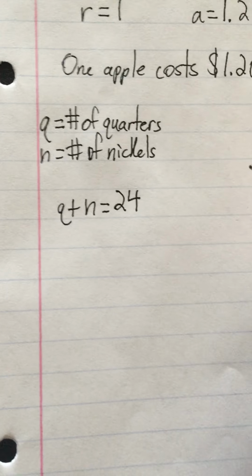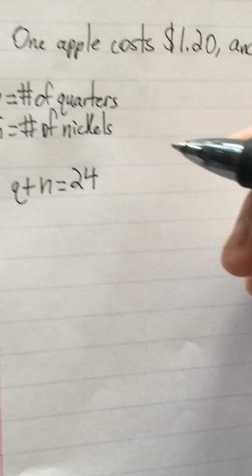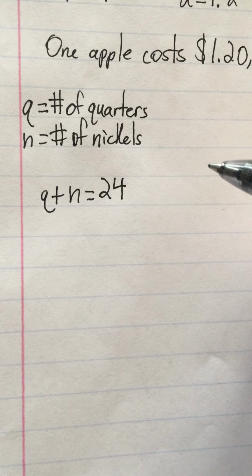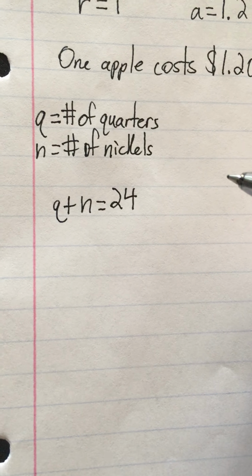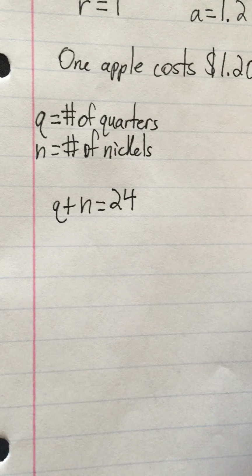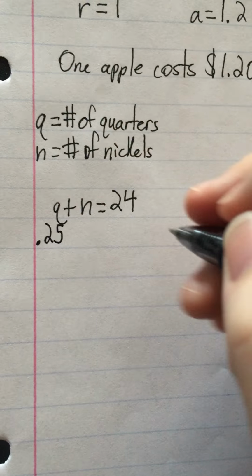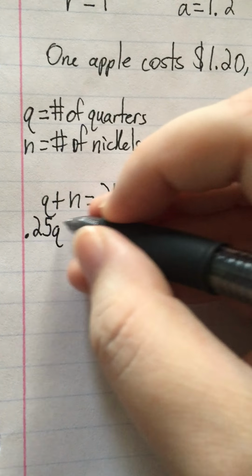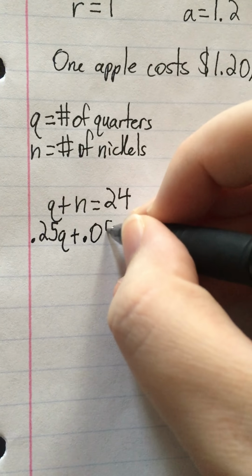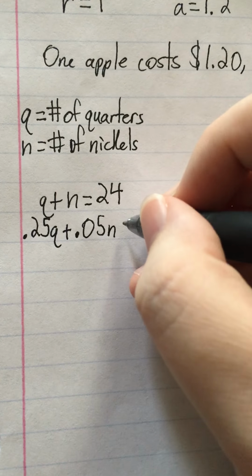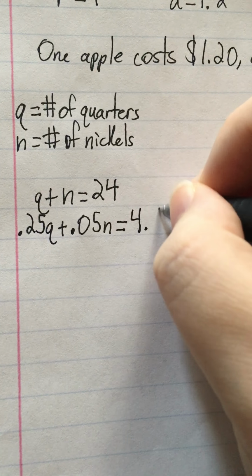Now this is where it gets tricky. The problem doesn't tell us how much a quarter and a nickel are worth, but that's something that you kind of know, especially as someone who's in middle school, but you have to draw on that prior information. So quarters are equal to 0.25 of a dollar plus 0.05, because nickels are worth 5 cents of a dollar, is equal to the total value of $4.40.